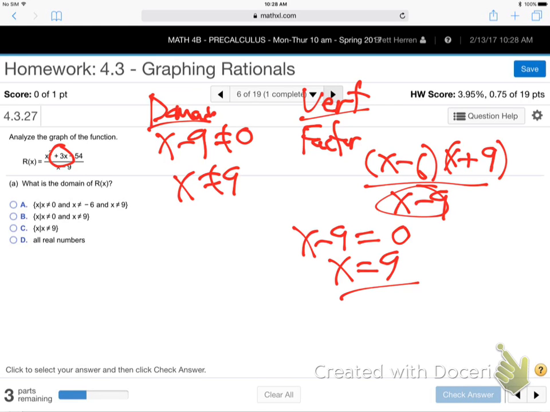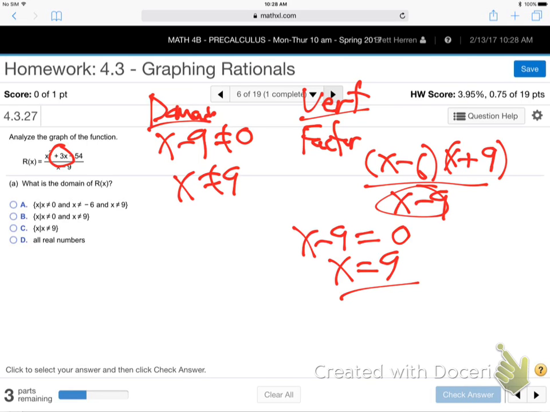Remember, when it comes to vertical asymptotes, you factor and cancel first. Domain, you do not. I didn't even try to factor with domain. If the bottom's a problem, it's a problem for the domain, whether it cancels or not. But for vertical, if something cancels, it's no longer a vertical asymptote, although it's still a problem for the domain. I can talk more about that after class if you want. Anyway, let's move on.